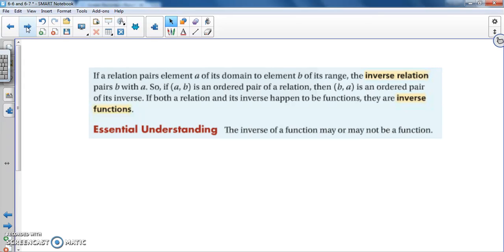So first, if a relation pairs element A of its domain to element B of its range, then the inverse relation pairs B with A. So if the pair (A, B) is an ordered pair of a relation, then (B, A) is an ordered pair of its inverse. If both a relation and its inverse happen to be functions, then they are inverse functions. But we also have to understand that the inverse of a function can and cannot be a function.